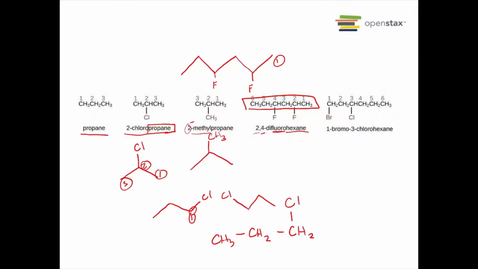And then this last one, we see 1-bromo-3-chlorohexane. So again, hexane as our root, so we have 6 carbons. And then carbon 1 has a bromo. So that's a bromine. And carbon 3 has a chloro. So we have 1, 2, carbon 3 here has a chloro. And we put those branches in alphabetical order. Bromo comes before chloro.